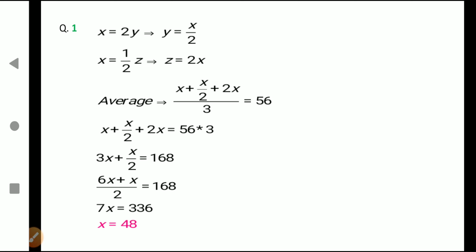Then x plus x by 2 plus 2x is equal to 56 into 3, that is 168. Then 3x plus x by 2 is 168, and 6x plus x by 2 is 168, then 7x will be 336, and finally x is 48.